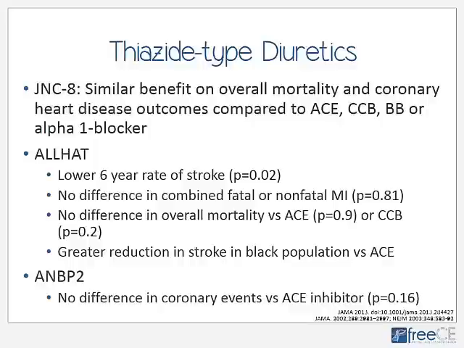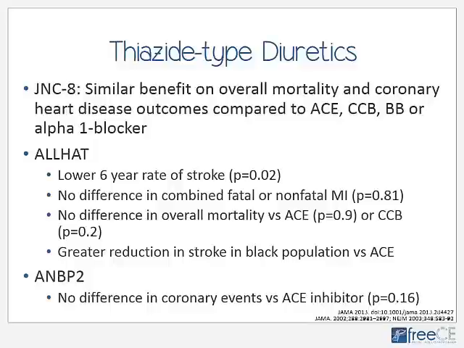The ALLHAT trial found a reduction in the 6-year rate of stroke, but they found no difference in combined fatal or non-fatal MI. They also found no difference in overall mortality between ACE inhibitors or the calcium channel blockers. Interestingly, they found a greater reduction in stroke in the Black population compared to an ACE inhibitor, suggesting that the thiazides were better for that population. The ANBP trial overall found no difference in coronary events with the thiazide-type diuretics versus the ACE inhibitor.